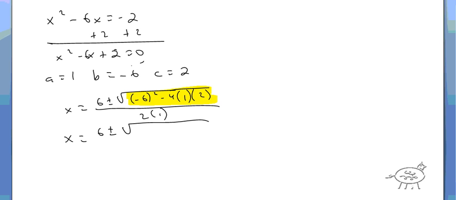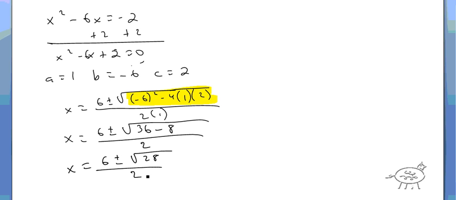So we're going to have negative 6 squared, which again, I don't really even need my calculator, but negative 6 squared is positive 36. It's always positive. So it's 36, and then it's minus 8, all over 2. So x equals 6 plus or minus the square root of 36 minus 8, which is 28.